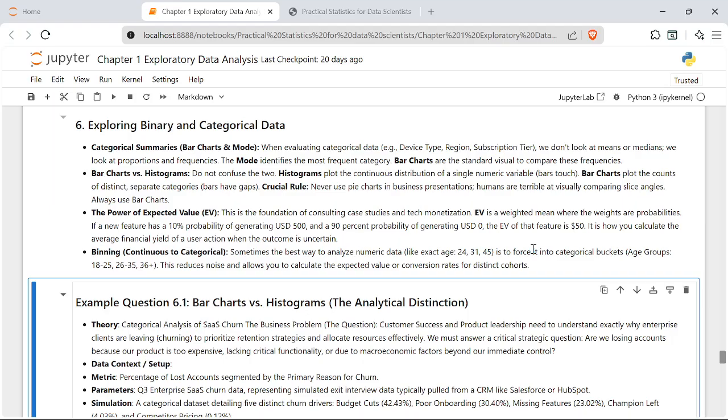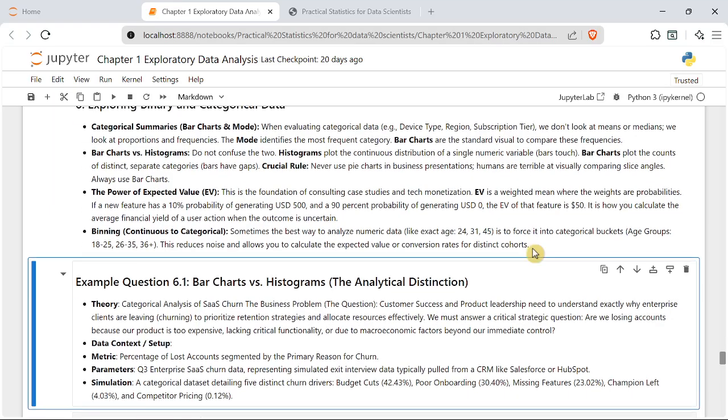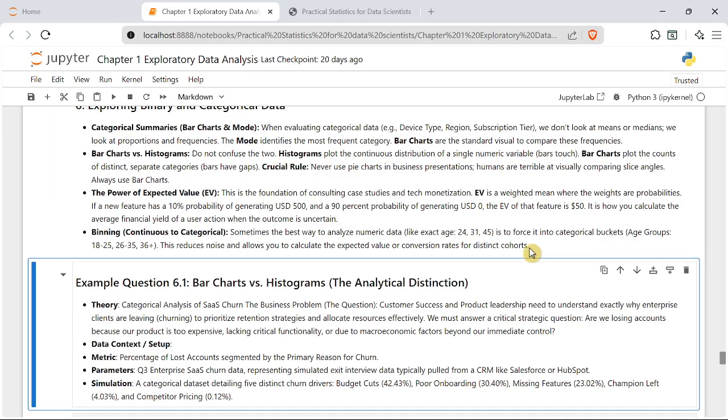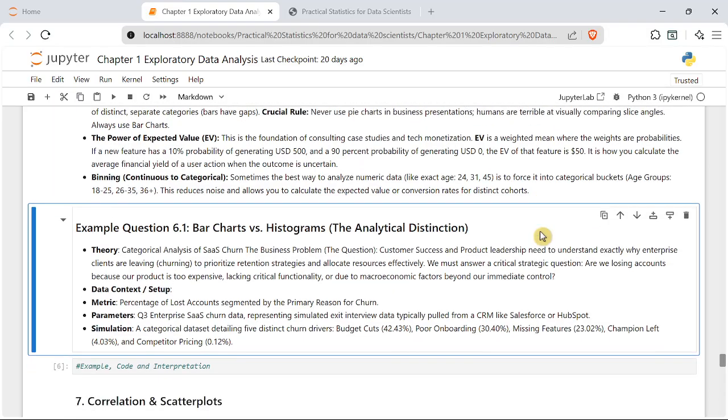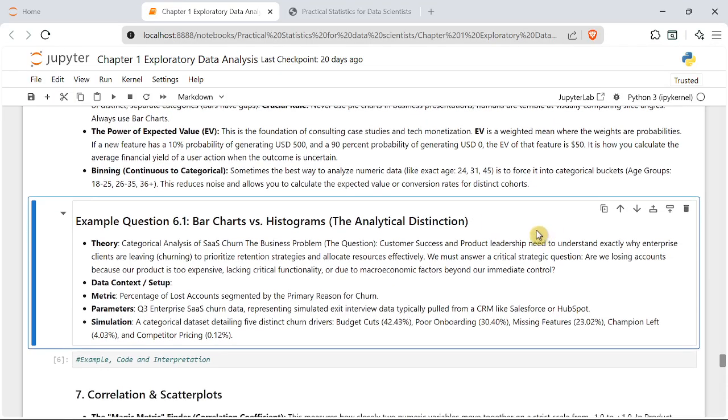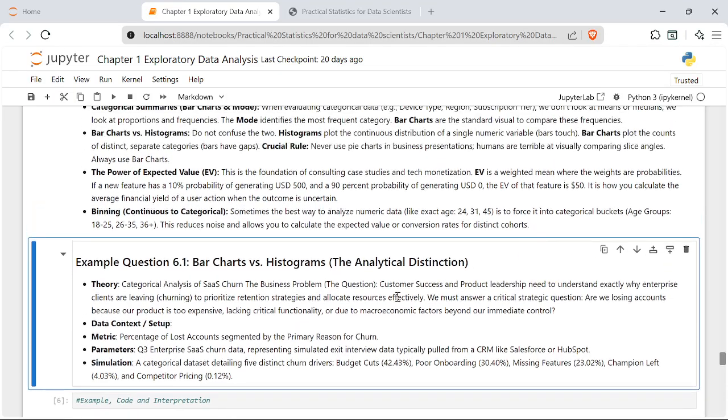Binning continuous to categorical. Sometimes the best way to analyze numerical data like exact age 24, 31, 45 is to force it into categorical buckets like age groups 18 to 25, 26 to 35, 36 plus. This reduces noise and allows you to calculate the expected value or conversion rates for distinct cohorts.